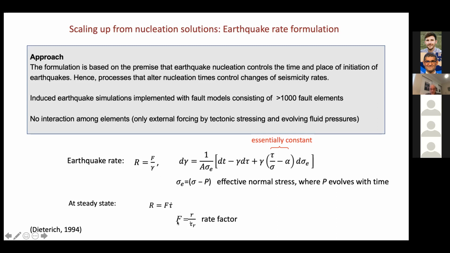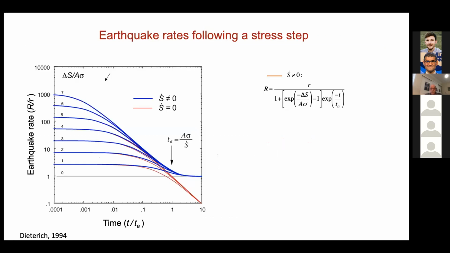This rate factor F, Keith Richard Zinger has come up with an evaluation of that based on first principles. So, it's basically a reference rate R divided by a reference stressing rate. So it's just, I think, fairly straightforward.